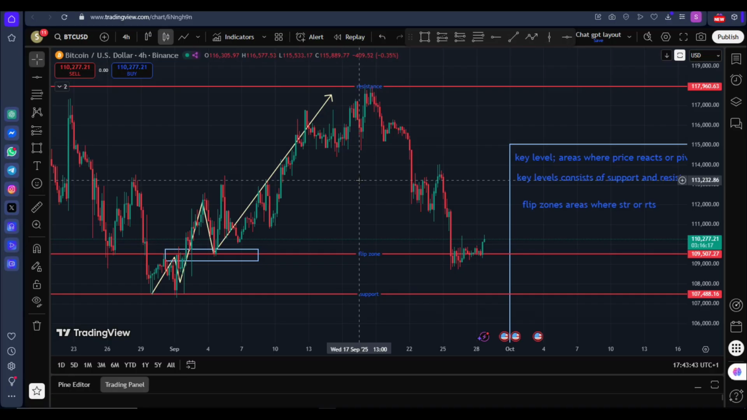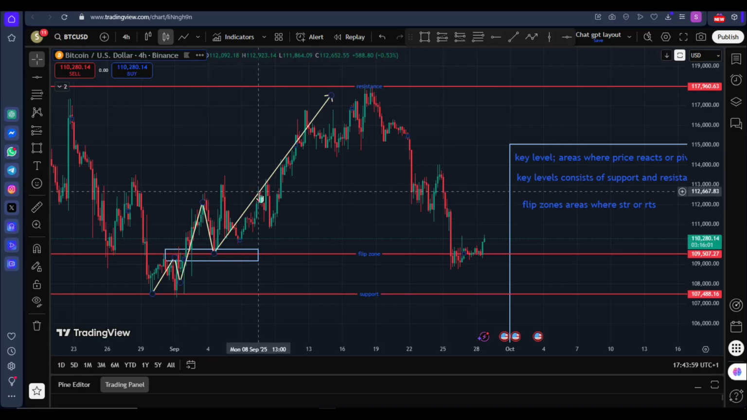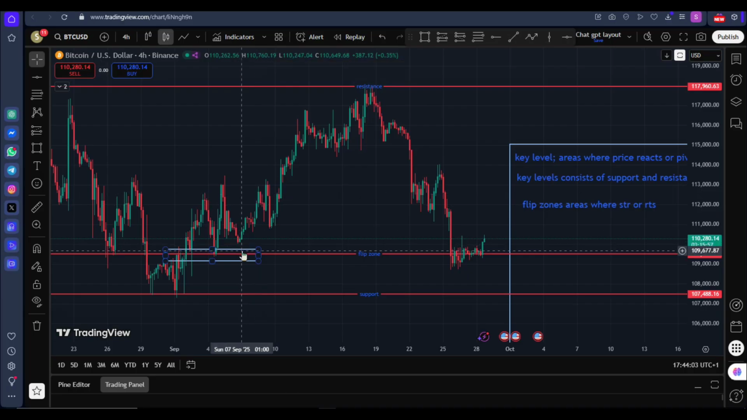So going back, like I said, we identify it by marking out all those. Now I've been able to specify for you which of these are resistance, which of these are support, and where's the flip zone. So how am I going to use, or when I want to mark it, how would I do it?